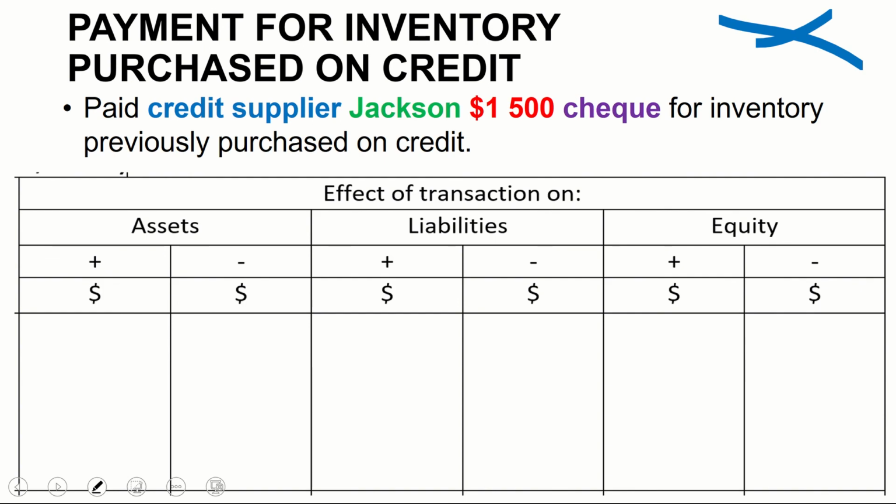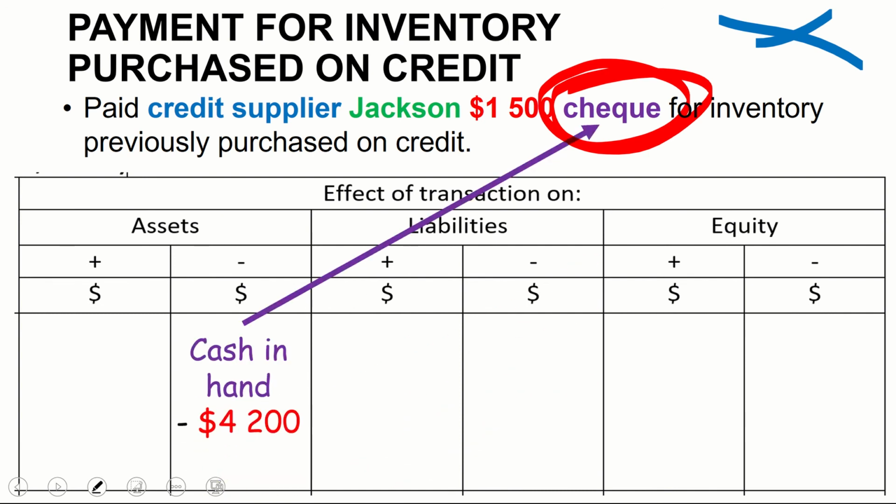Let's take a look at the next transaction. Pay credit supplier Jackson $1,500 check for inventory previously purchased on credit. So how do we record this again? Now this is a check, right? Since this is a check, you cannot use cash in hand, you use cash at bank.